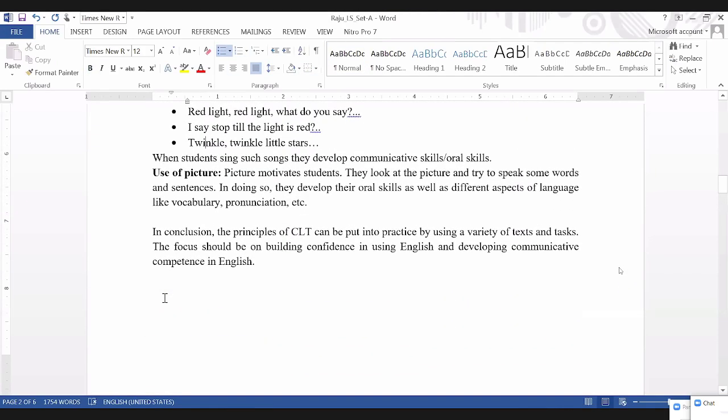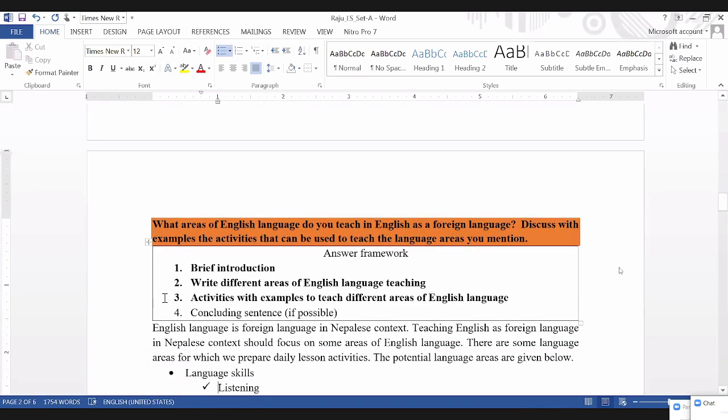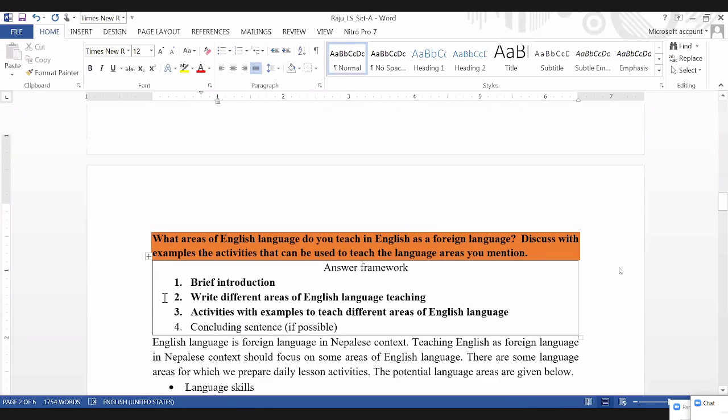So, in conclusion, the principles of CLT can be put into practice by using a variety of texts and tasks. The focus should be on building confidence in using English and developing communicative competence in English. So, this is one sample answer.